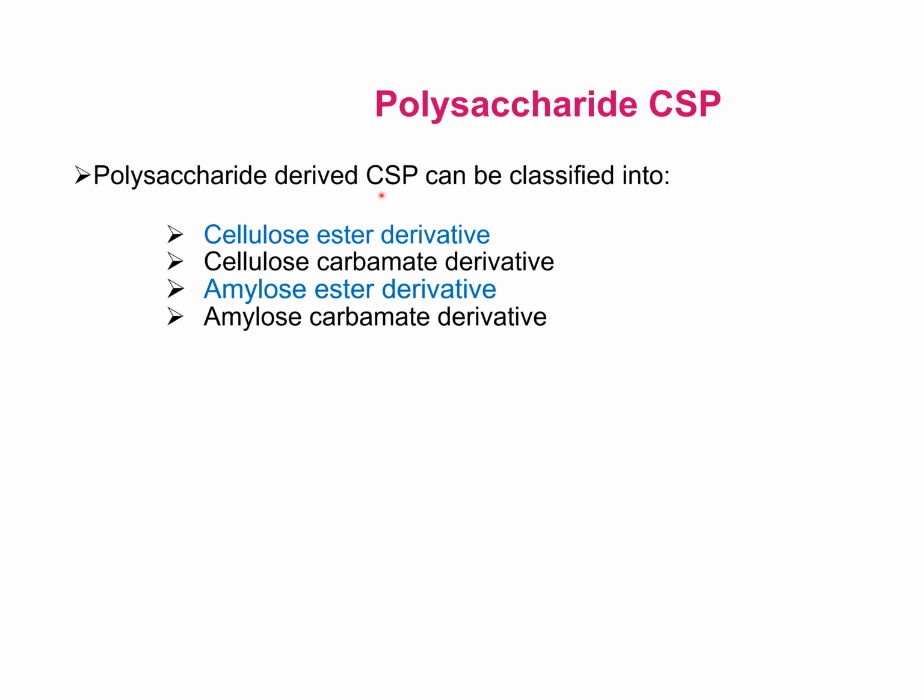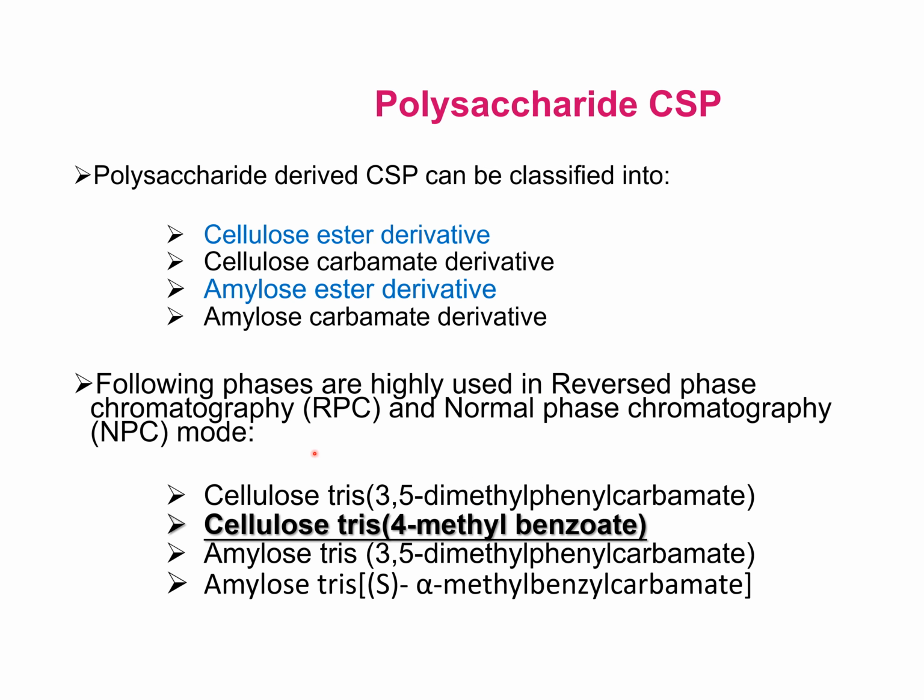Polysaccharide chiral stationary phase can be divided into cellulose ester derivative, cellulose carbamate derivative, amylose ester derivative, and amylose carbamate derivative. The following columns are available in the market in both cellulose ester derivative and amylose carbamate derivative, and are highly used for all types of molecules, whether polar or non-polar. Now the question is, which column will be suitable for separation of neutral molecules? We are going to discuss it in the next slide.